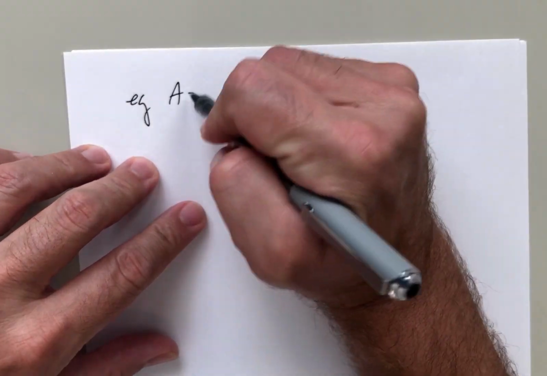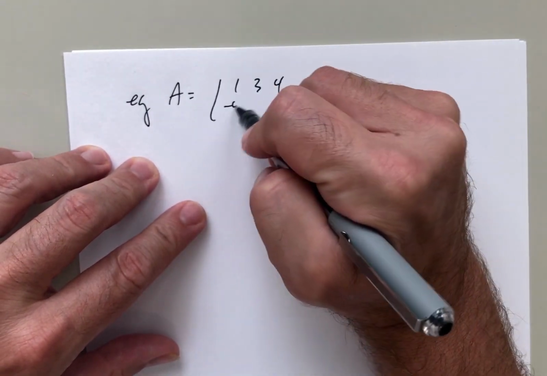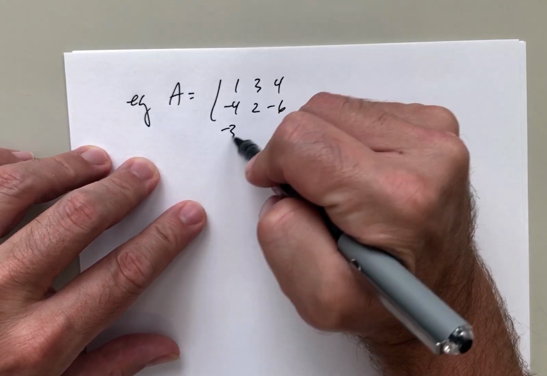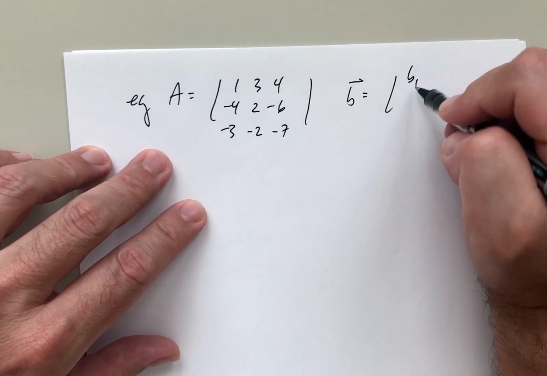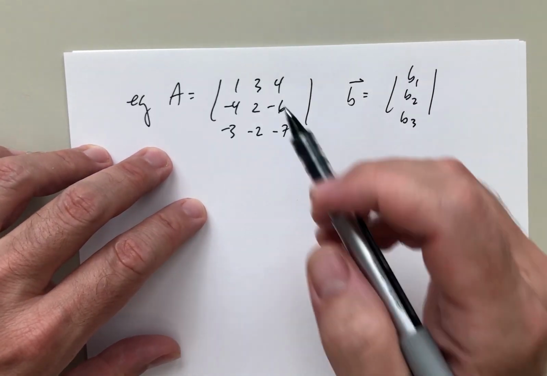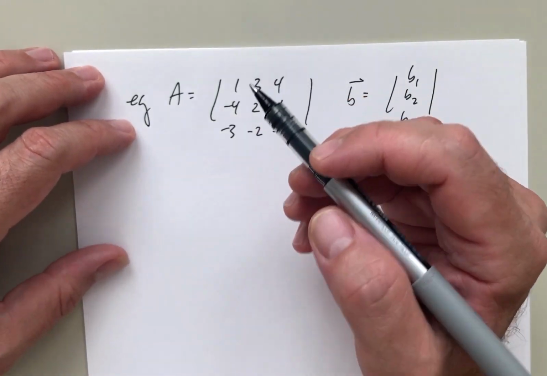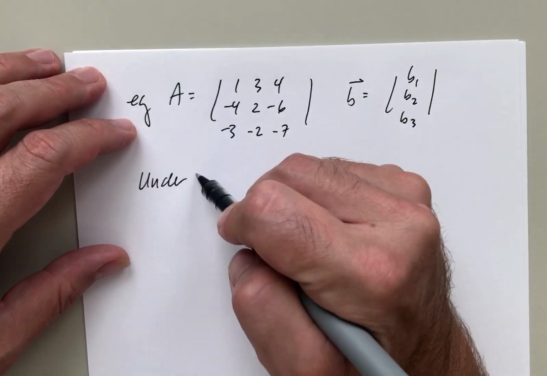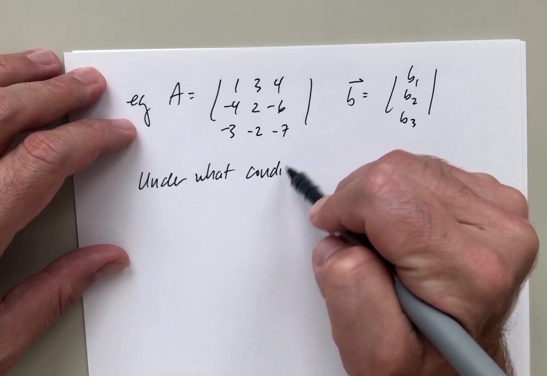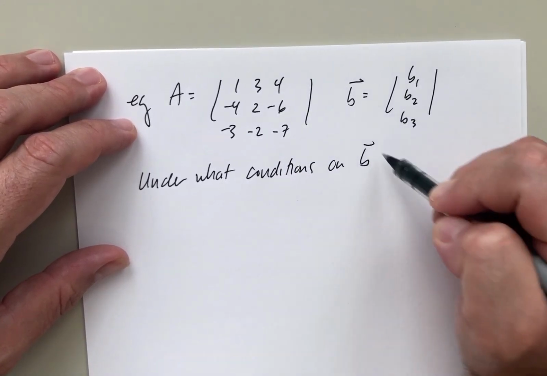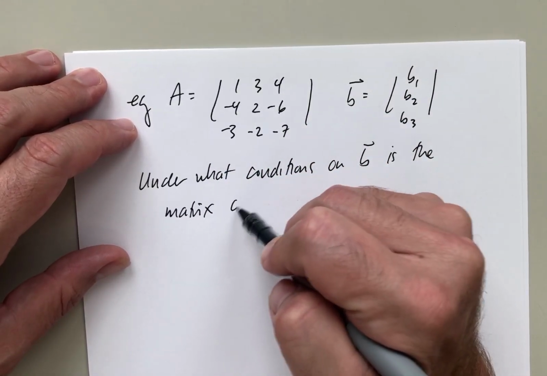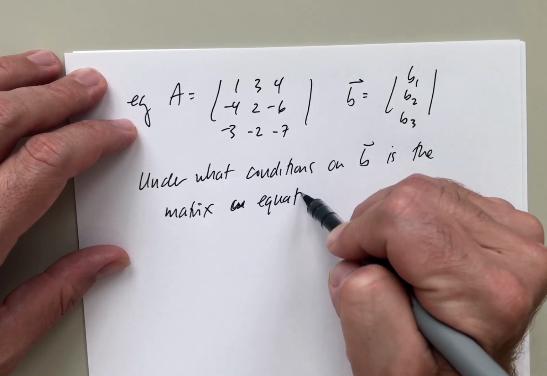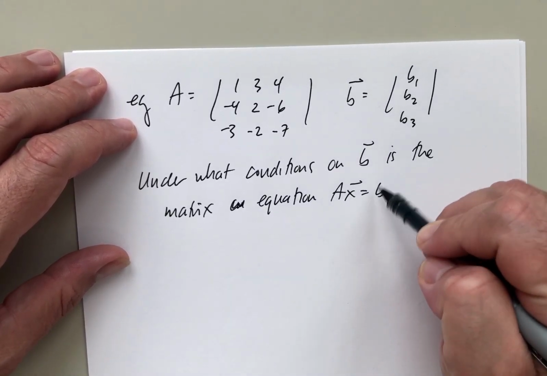So this is similar to a homework problem maybe. For example, what if A was the matrix 1, 3, 4, minus 4, 2, minus 6, minus 3, minus 2, minus 7, and B was B1, B2, B3. It's an unknown thing. And what I want to ask is, under what conditions on the vector B is the matrix equation AX equals B consistent?